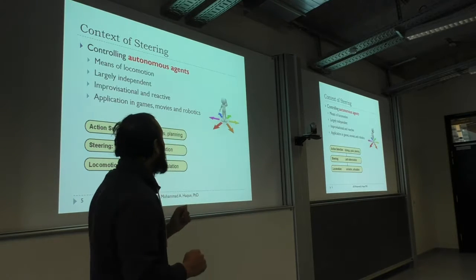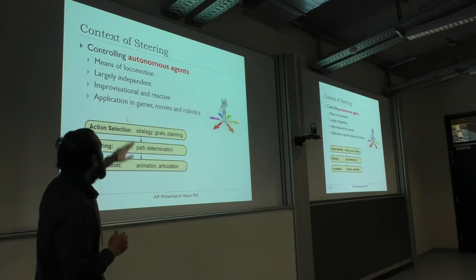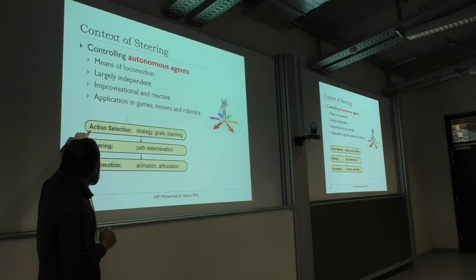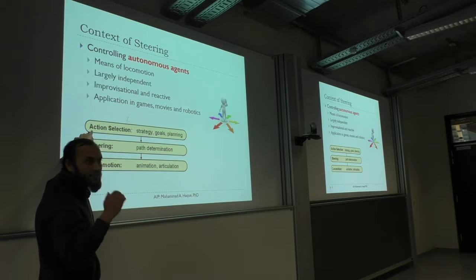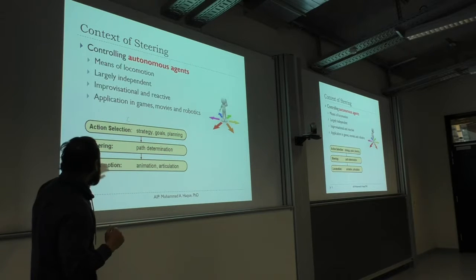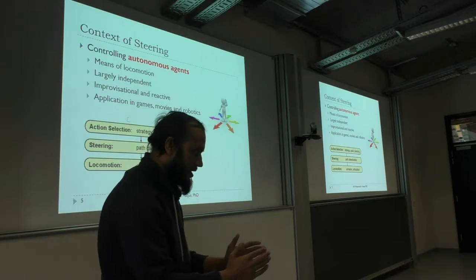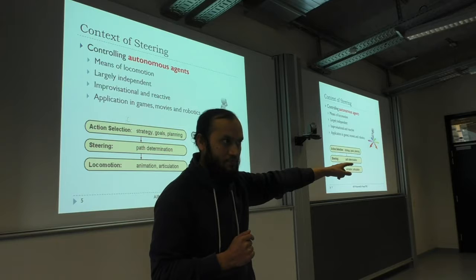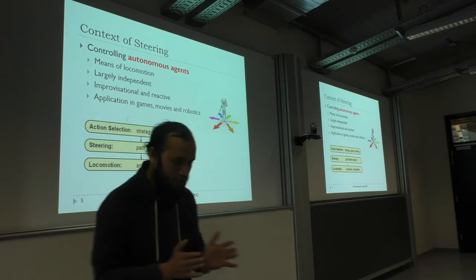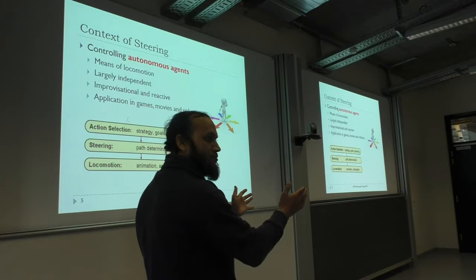When we are talking about steering behavior, what is the context of steering? When we have an autonomous agent, it has three things. Action selection: it will first select the action based on its goal, and then it will have steering. For example, there is a vehicle here and the target is over there. It is looking in this direction, but the target is there, so it needs to move.